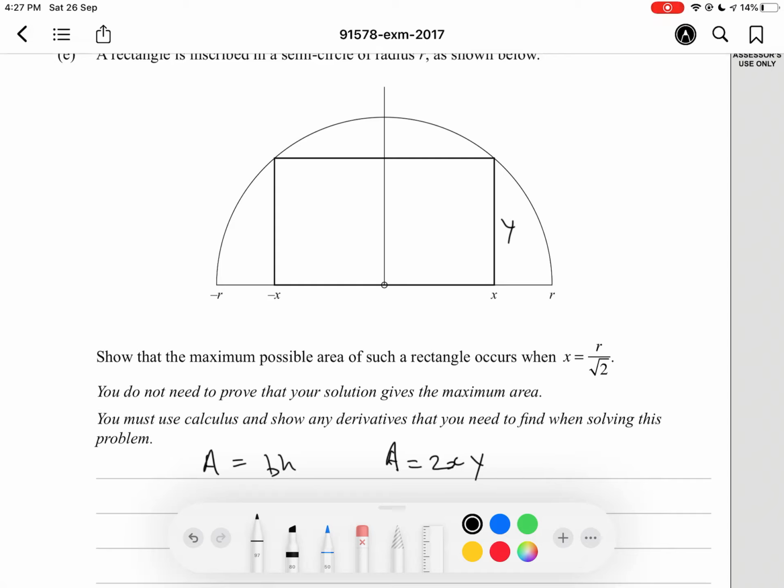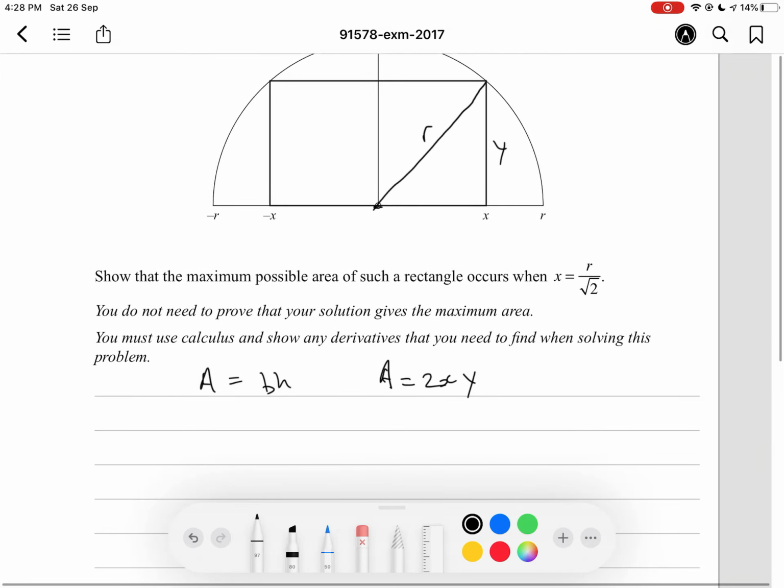So in order to solve this question, we need to find an equation of y in terms of x. So we can substitute y in terms of x into our equation, and when we differentiate, we can make it equal to 0 and find x in terms of r. One thing we can note here is that if we draw a line from the middle point to the corner of the rectangle, that will be equal to r, because any point drawn from the middle to the circumference is the radius of the semicircle.